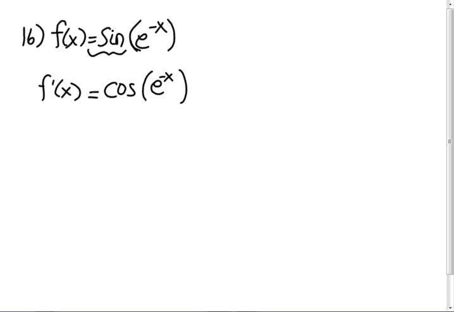Okay. Times, now, what's the derivative of this one? E to the negative x times the derivative now of this one, which is negative 1. That's the answer. Which answer is it? It's E. It's E. You see that?